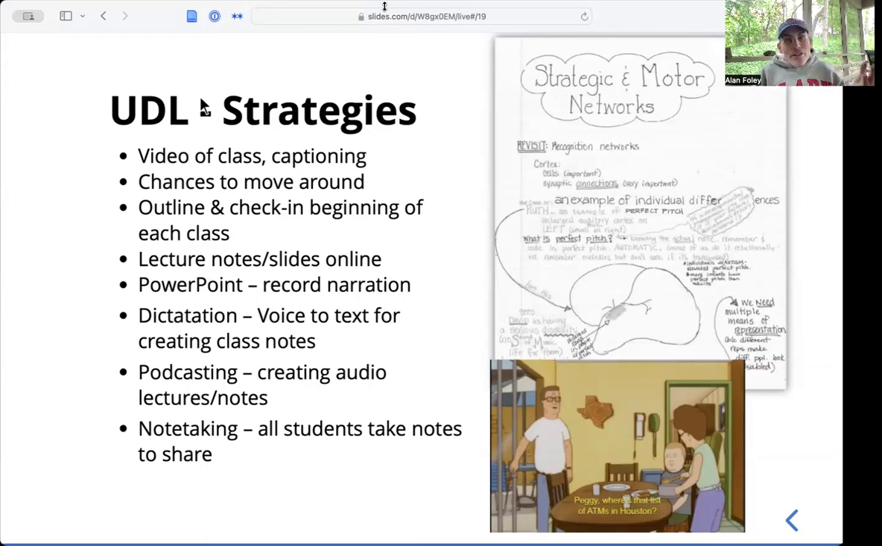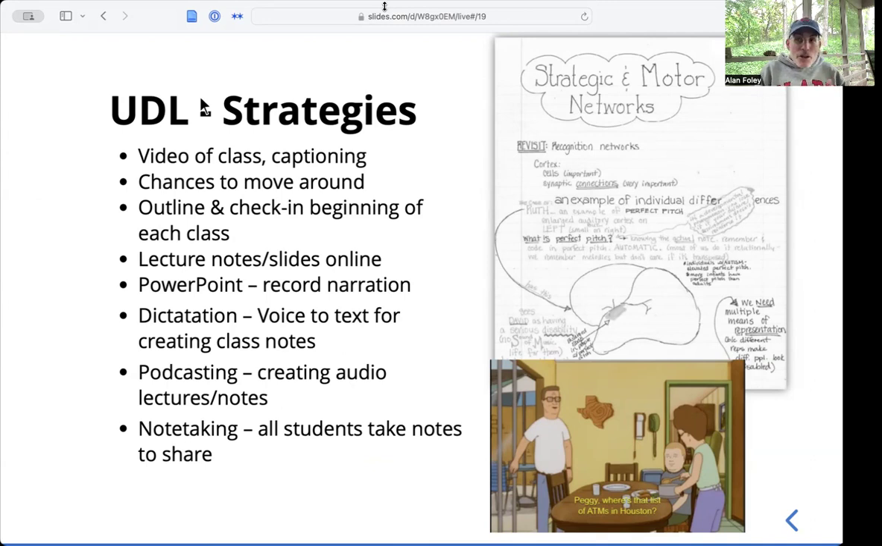Chances to move around. Again, this is not because somebody is a kinesthetic learner, which is self-identified, but perhaps it's a way for someone who has a learning disability and would feel more comfortable in a different position. Or somebody who has a physical disability and needs to be in a different place, right? Chance to move around. Outlining and checking in at the beginning of each class. I didn't do a very good job of that here. Providing lecture notes, slides online. Recording a narration on a PowerPoint, using dictation, using voice to speech for creating class notes.